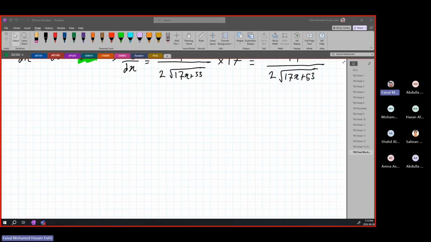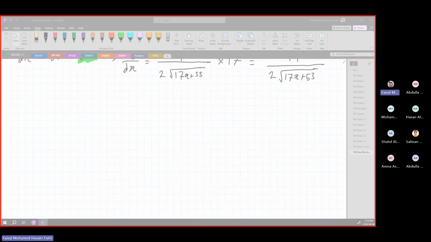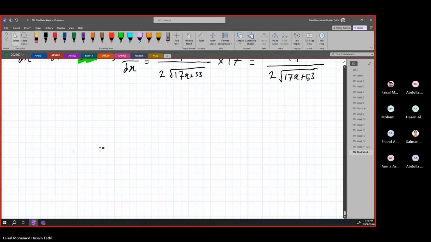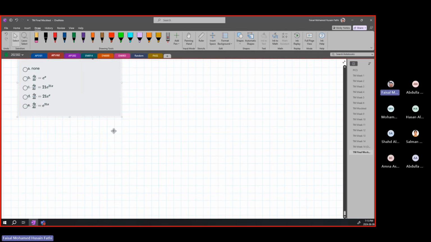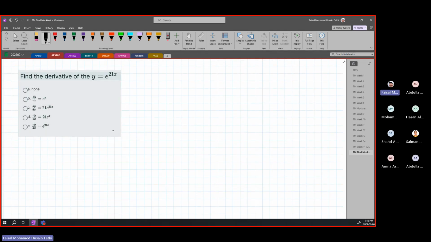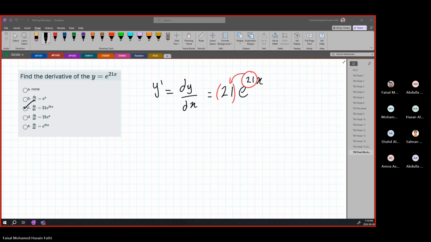Let's see the next question. This is the second to last question we have today. So find the derivative of y equals e to the power of 21x. Very simple. So y prime, or dy by dx, is going to be equal to 21 times e to the power of 21x. All right. So all you do is you're going to take this and multiply it outside. Okay. So it's 21e^21x. The last question we have here is, oh, it's a nice one.